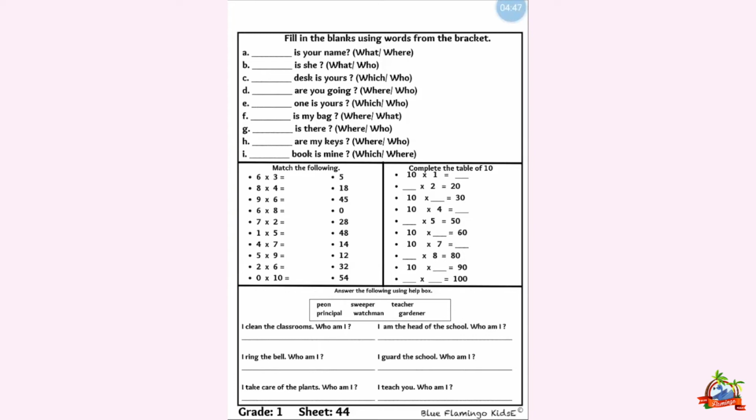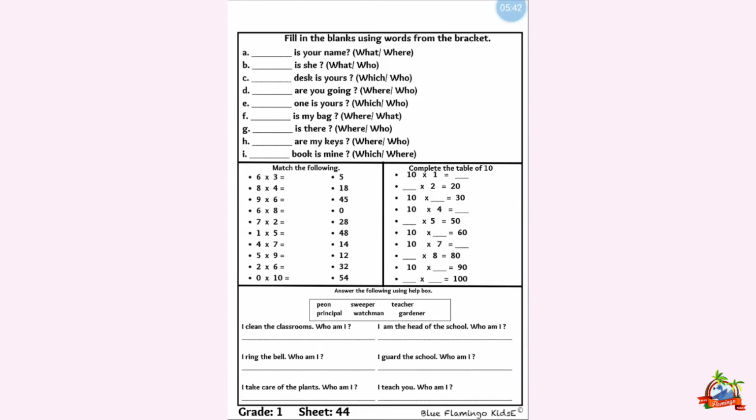Okay, let's revise table from 2 to 5. 2 से 5 आज revise करेंगे. Then we will revise further 6 to 10 tomorrow. 2 1s are 2. 2 2s are 4. 2 3s are 6. 2 4s are 8. 2 5s are 10. 2 6s are 12. 2 7s are 14. 2 8s are 16. 2 9s are 18.